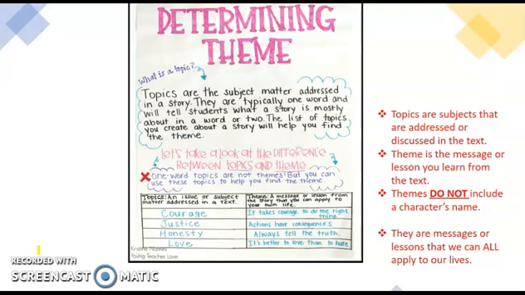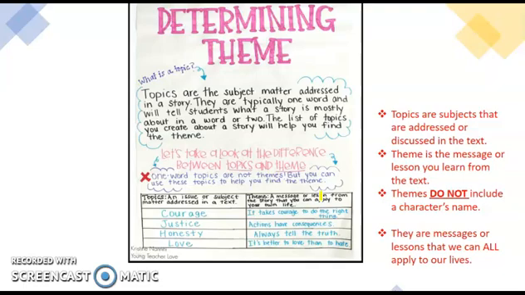Okay? Some of the misconceptions, or some of the things I want to go over with you guys, are one, that there is a difference between a topic and a theme. Remember, topics are subjects addressed or discussed in a text, and a theme is the message or lesson that you can learn from the text. The other thing I want to go over is the fact that themes do not include a character's names.